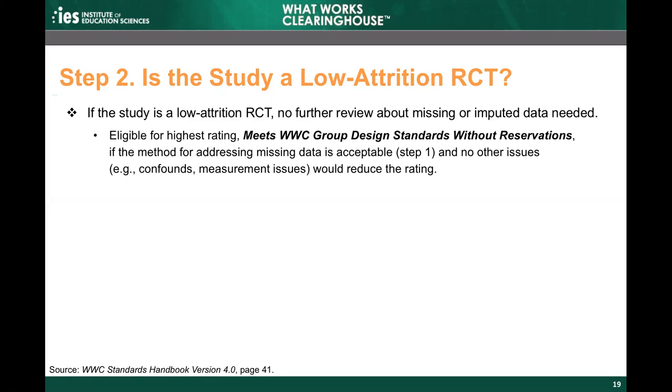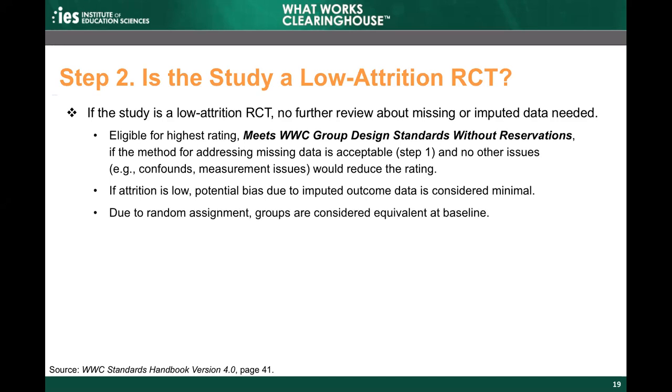In that case, it's eligible for the highest rating, meets WWC group design standards without reservations, if the method for addressing missing data is acceptable, as we determined or not in step one, and if there are no other issues such as confounds or measurement issues that would reduce the rating. The rationale behind this is that if attrition is low, we're saying that the amount of missing or imputed outcome data is so small that it does not pose a considerable threat of bias.